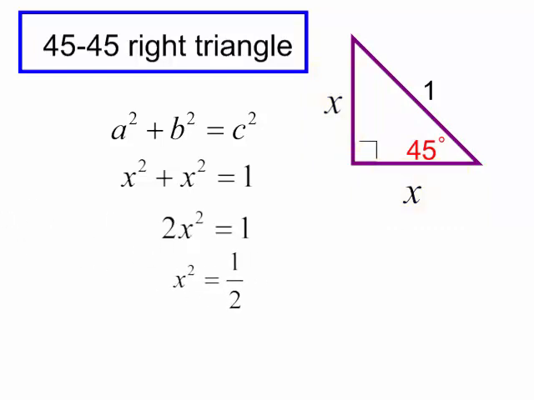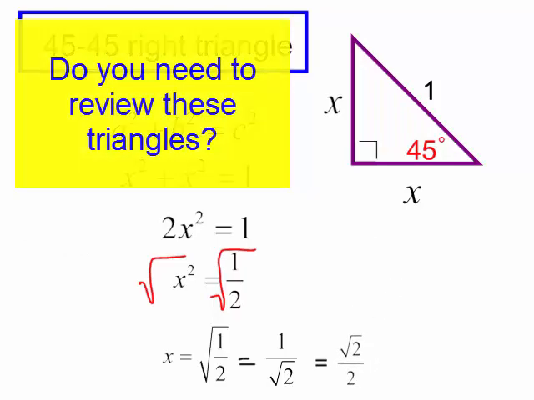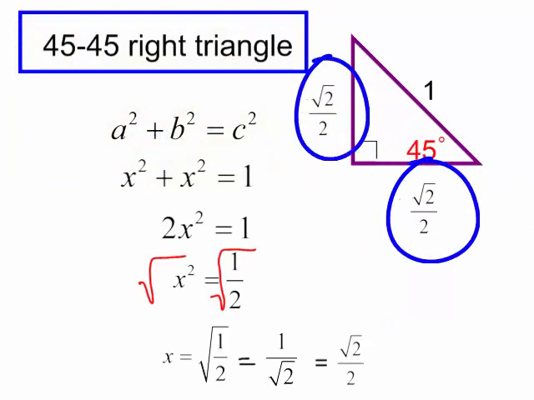Divide both sides by 2. I will take the square root of both sides, and x will equal the square root of 1 over 2. And the square root of 1 is just 1. Of course, we don't want to leave a radical in the denominator, so I will rationalize the denominator. X is the square root of 2 over 2. This is a very important number for our unit circle.